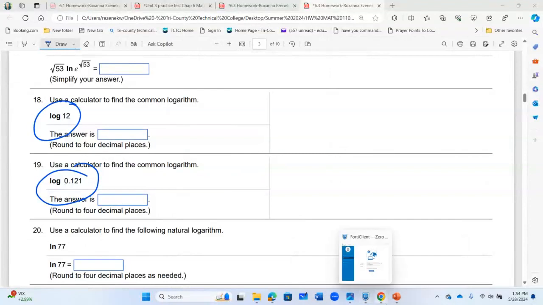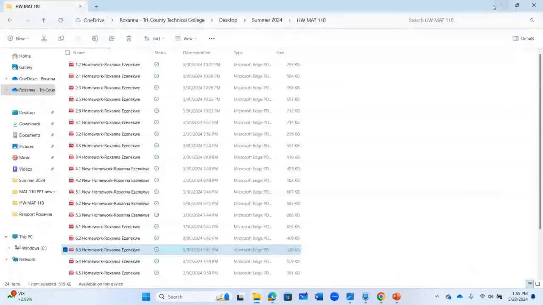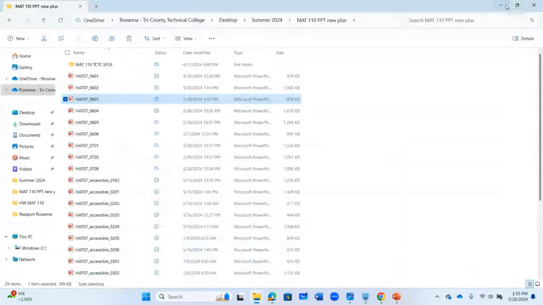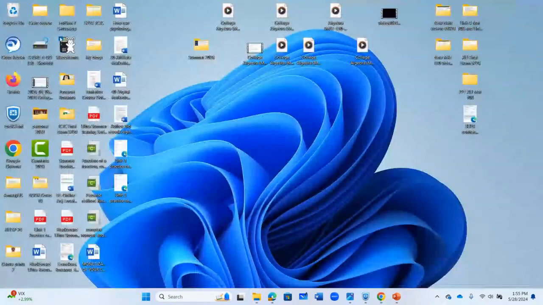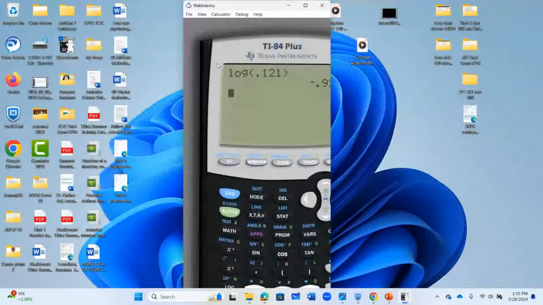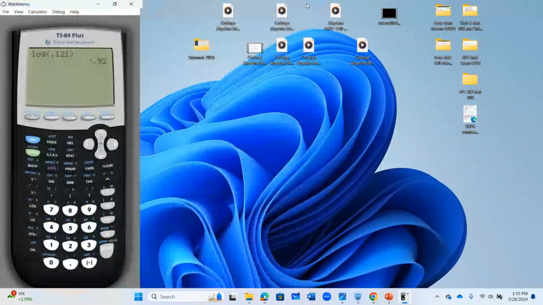Okay, use the calculator for natural log. Let's find where natural log is. Where is my calculator? My calculator disappeared. Okay, I'll go get it again. All right, so going back to get my calculator.